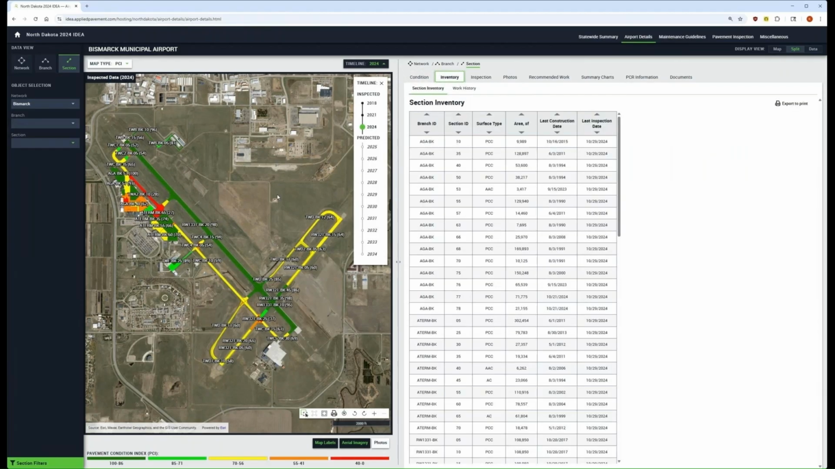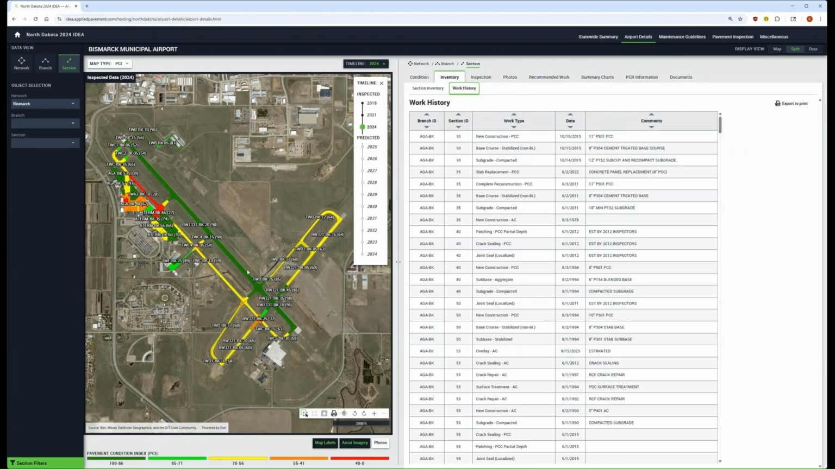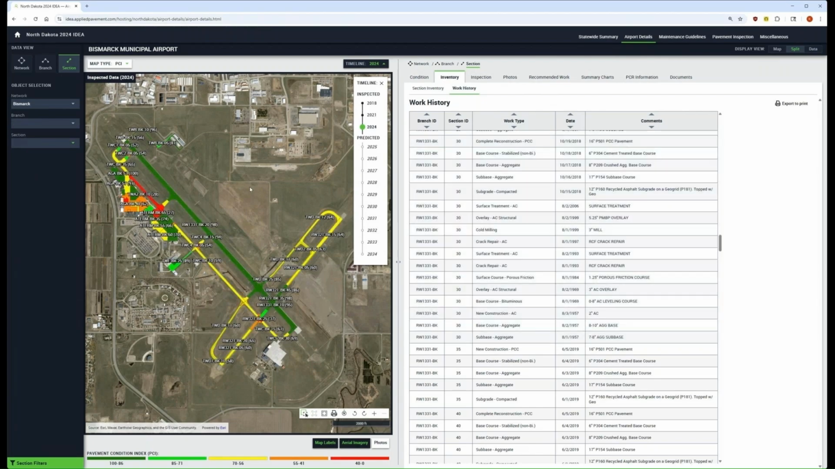Pavement inventory information is shown here. Work history information is shown here. So the pavement work history and cross-section information for each pavement that's constructed out here is shown in detail. And I would remind you, this actually helps each NPIAS airport fulfill part of the Grant Assurance 11 requirements by having this information readily available and reportable.